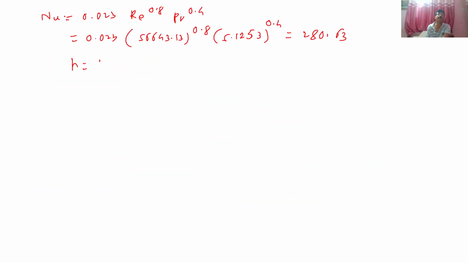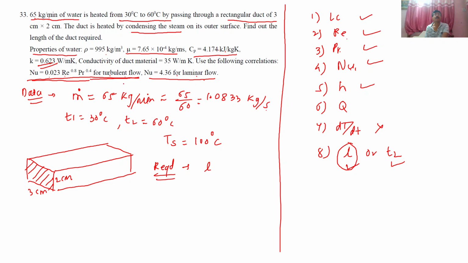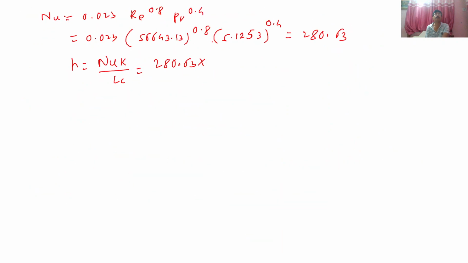So the H formula is Nu K by LC. So what is Nu? 280.63. What is K? 0.623. And what is LC? 0.024. The answer of H turns out to be 7284.71 watt per meter square Kelvin. So this is H. Now what is the next step?